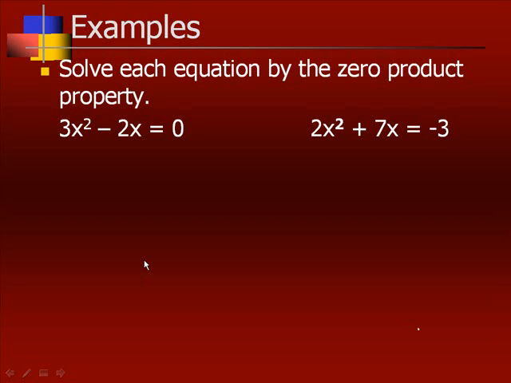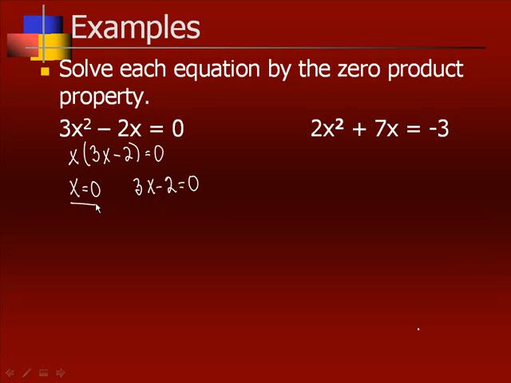Okay, let's do a couple more by the zero product property. The first one, now you notice these are not in factored form, so step 1 is to get it in factored form. So we're going to go through greatest common factor is an x. If we pull out an x, then we get x times 3x minus 2 equals 0. Now it's factored, which means either x is 0 or 3x minus 2 equals 0.